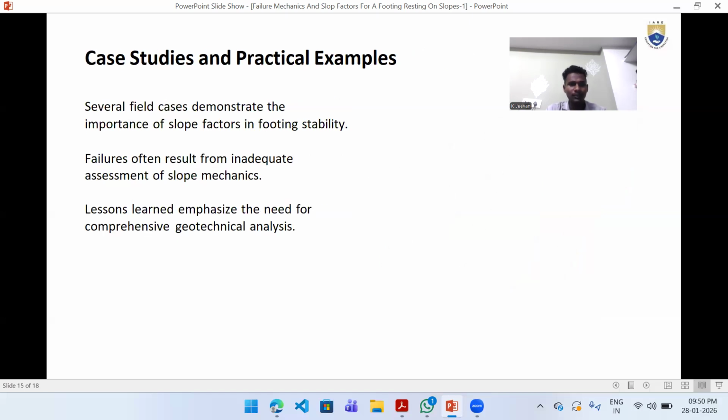Case studies and practical examples. Several field cases demonstrate the importance of slope factors in footing stability. Failures often result from inadequate assessment of slope mechanics. Lesson learned: the need for comprehensive geotechnical analysis.